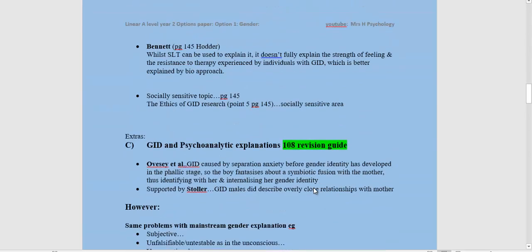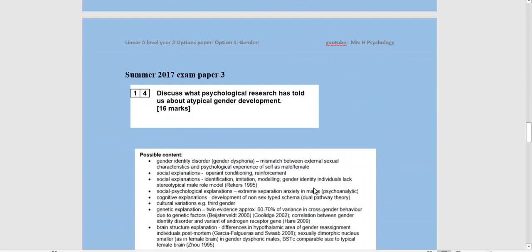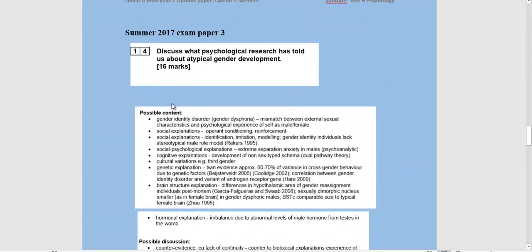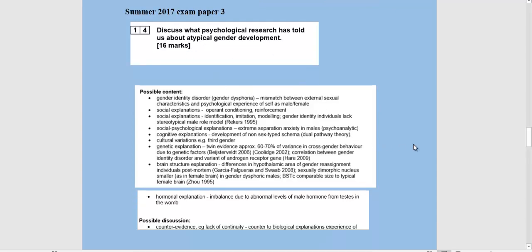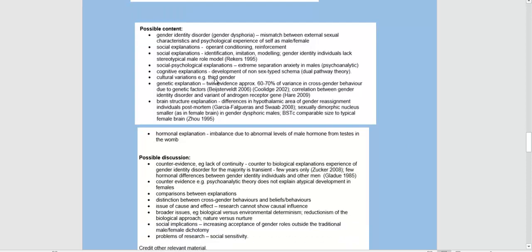So let's have a look at the question that came up in the summer 2017 exam paper 3. Discuss what psychological research has told us about atypical gender development. It's an essay question for 16 marks. And if I scroll down, you'll see the content that they were expecting. So if you've looked at my GID part 1, you will see a lot of this biological information in there.